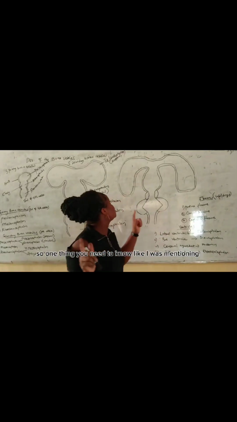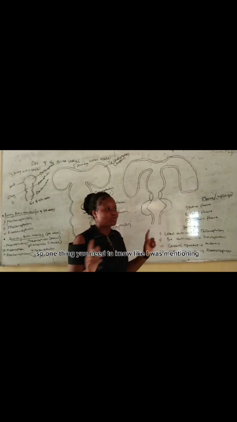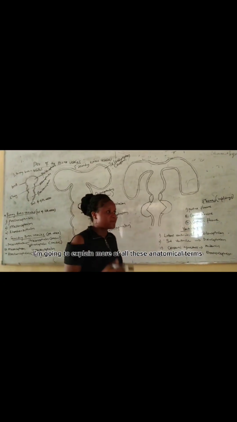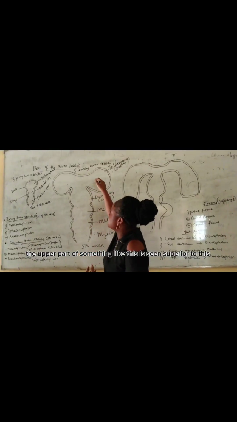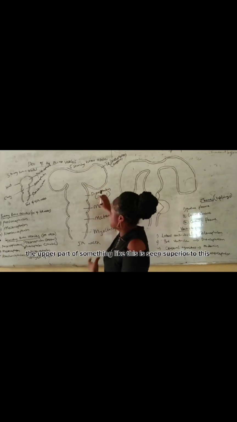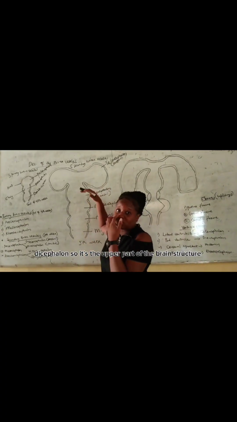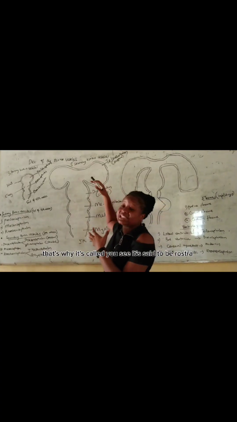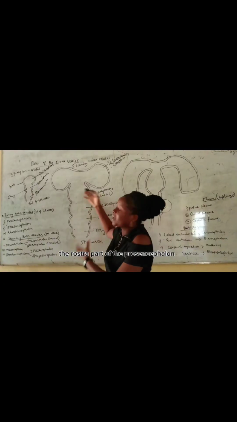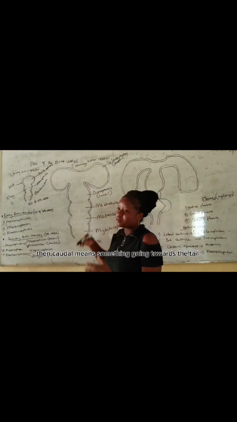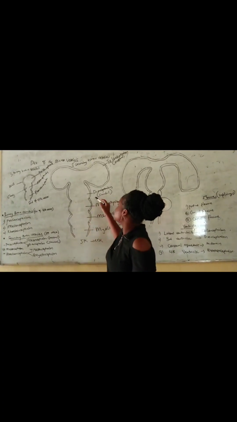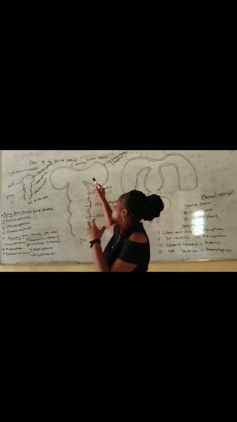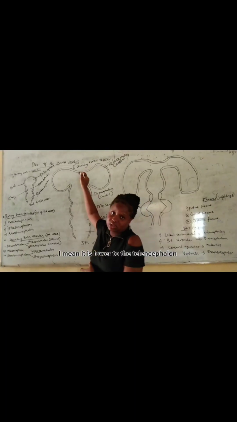One thing you need to know: I was mentioning rostral and caudal, and in my next video I'm going to explain more of all these anatomical terms. When I say rostral, I mean the upper part of something. Like this Telencephalon might be seen superior to this Diencephalon, so it's the upper part of the brain structure. That's why it's said to be the rostral part of the Prosencephalon. Then caudal means going towards the tail, like the lower part of something. So when I say the Diencephalon is caudal to the Telencephalon, I mean it is lower.